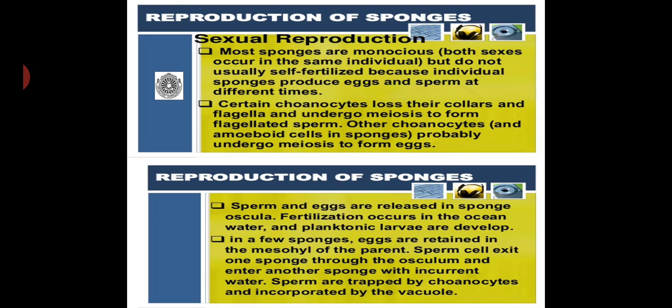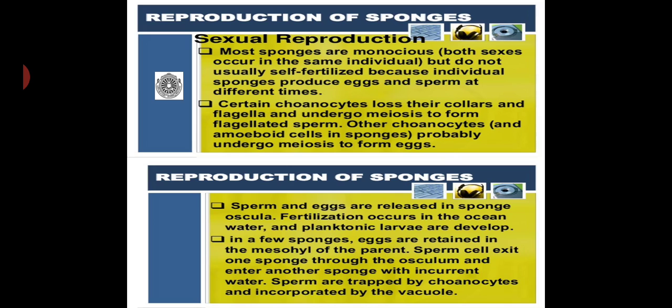As you know, students, cross-fertilization always brings about variations, and these variations are very useful for the process of evolution. In a sponge body, as you studied in the previous class, the cells called choanocytes lose their collars and flagella and undergo meiosis to form flagellated sperm. The other choanocytes, like amoeboid cells in sponges, probably undergo meiosis to form eggs. So both sperms and eggs are produced by a type of choanocytes.